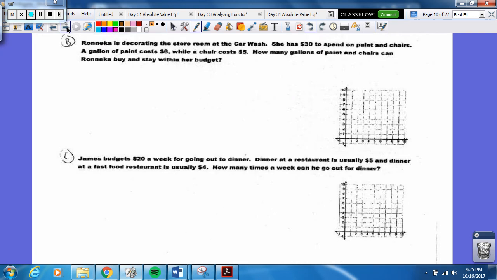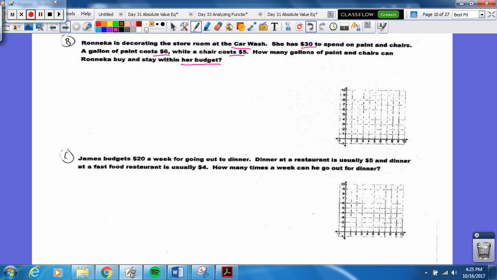Here we go. Renika is decorating the storeroom at the car wash. She has $30 to spend on paint and chairs. A gallon of paint costs $6 and a chair costs $5. How many gallons of paint and chairs can Renika buy and stay within her budget?